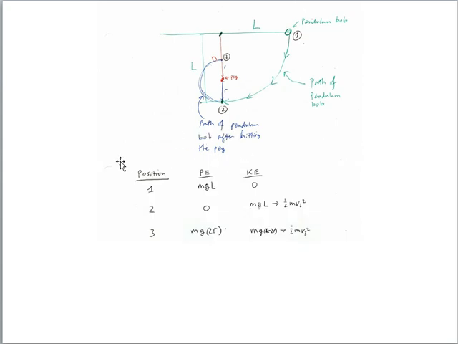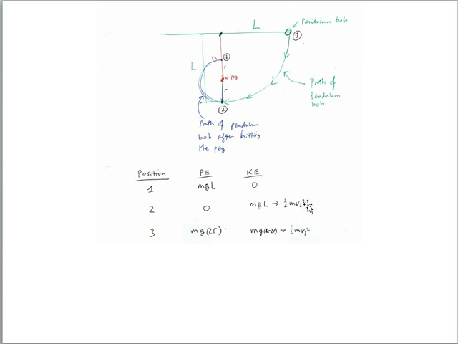Look at the table at the bottom here. At position 1, your potential energy is mgL. The 0 point of the energy is at point 2 here. Since the pendulum bob is at a height L above this reference point, the potential energy is mgL. The kinetic energy is 0 because it's not moving. At position 2, the potential energy has become 0, and all of that potential energy, mgL, turns into 1/2 mv2 squared.